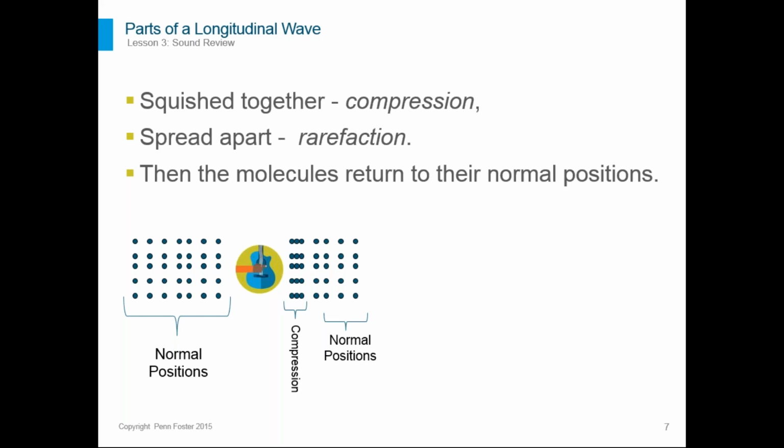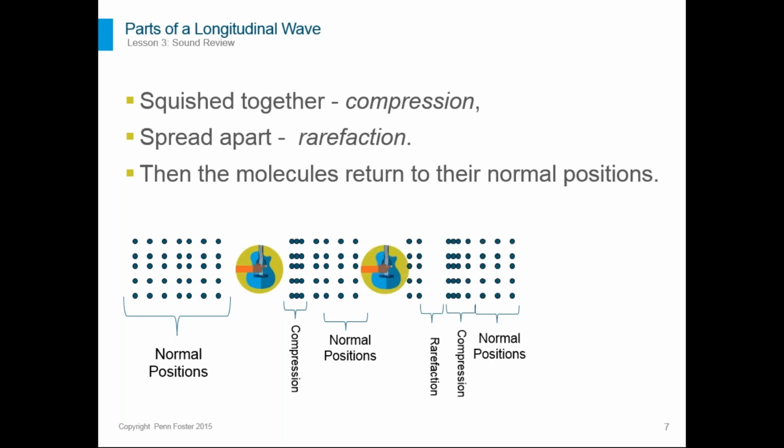And compress against the molecules in front of them, so kind of like this. So you see some of them went back to their normal position, the next one's compressed forward, and when they compress forward, they leave a blank area behind them called a rarefaction. Okay, it's called rarefaction. So you can think of it as it's pretty rare to find a molecule in this empty space. It's a rarefaction.